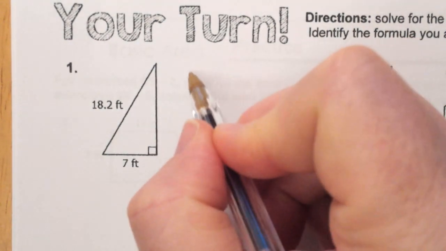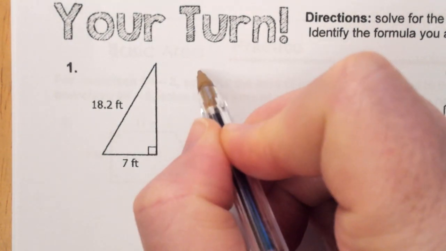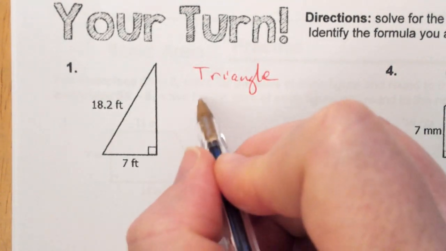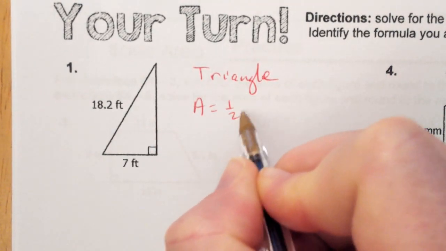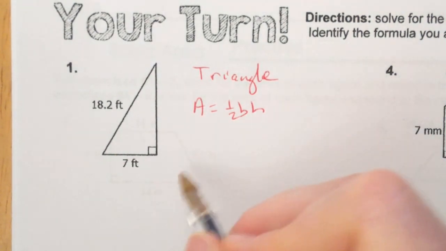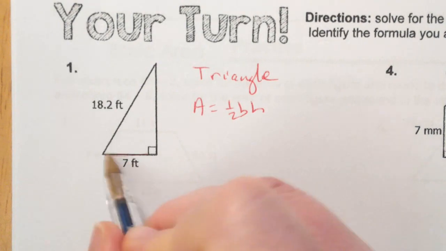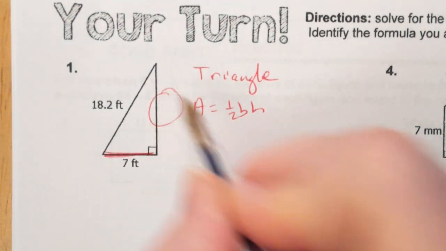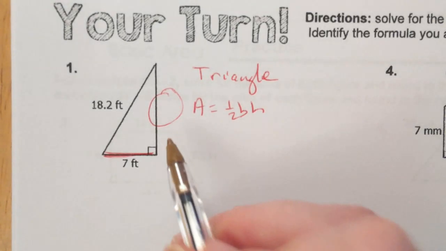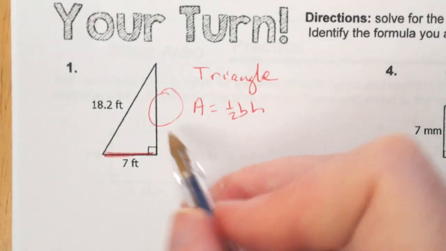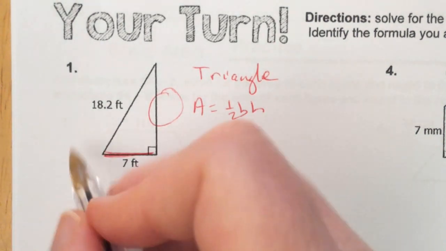All right, so this right here is a triangle. So that is area equals 1/2 base times height. Now they have to be at a right angle to each other, the base and height. So here is the base. Uh-oh, we're missing the height. So before we can find the area, we need to find the height. So we can do Pythagorean theorem.